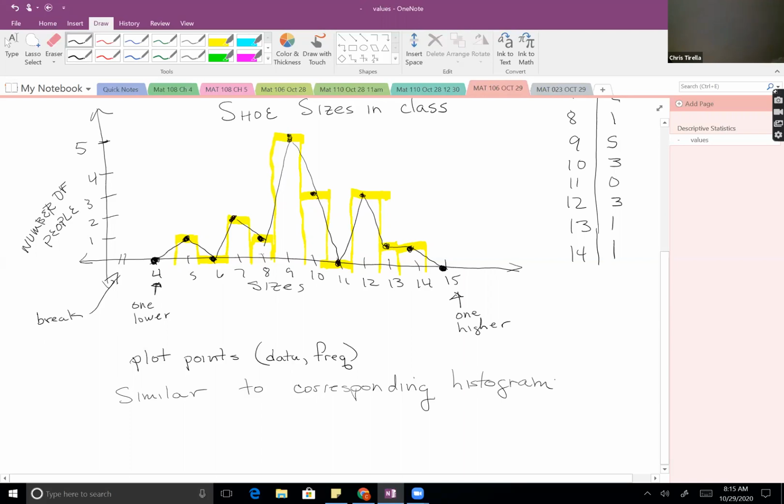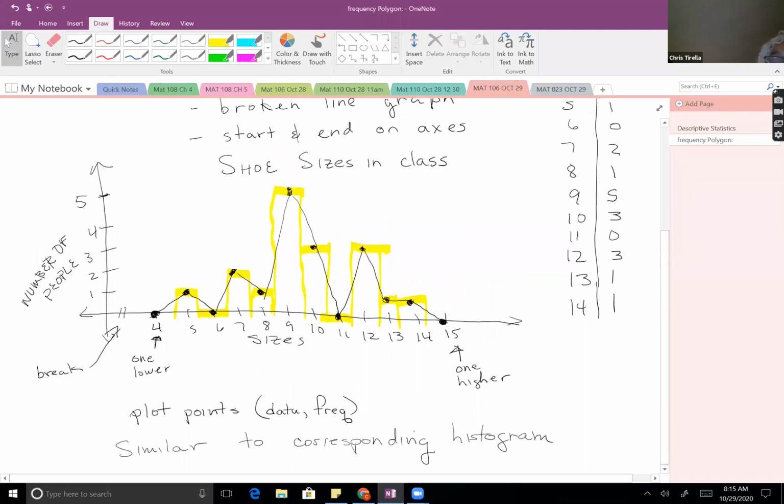And again, with each of these displays of data, you have to be able to do two things. One, you have to be able to make the display given the data. But then the other thing you have to be able to do is, if I were given the graph, work backwards to get the data. Given that broken line graph, would everybody be able to recreate the data values?